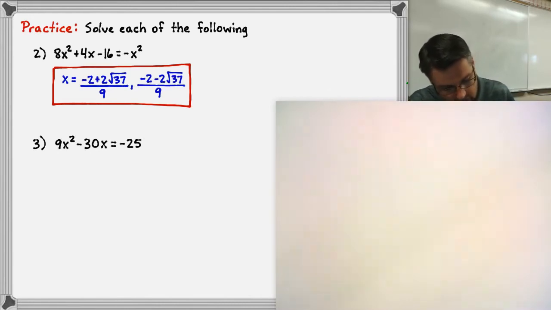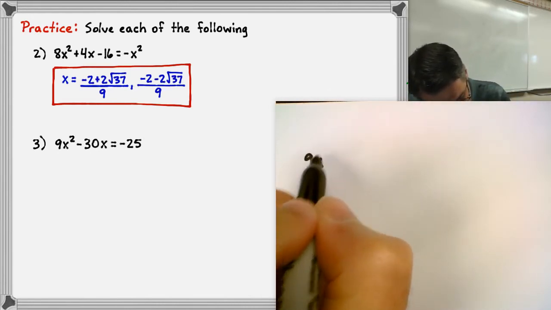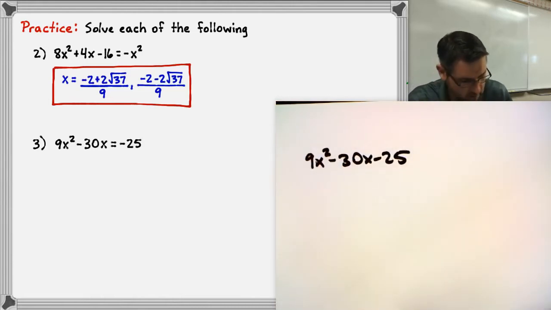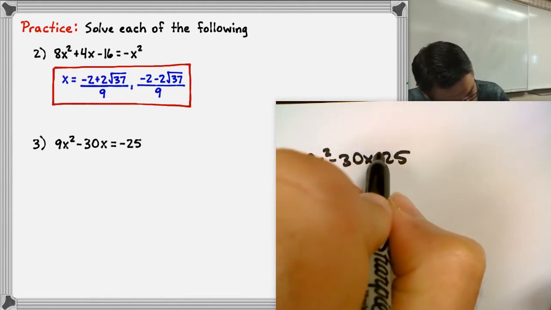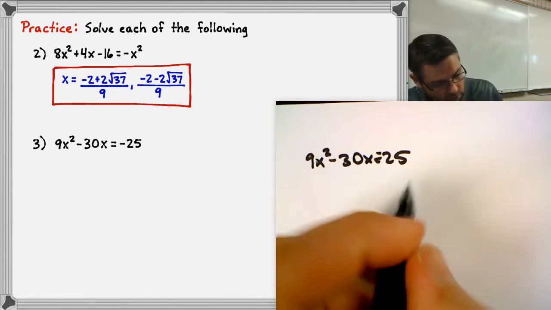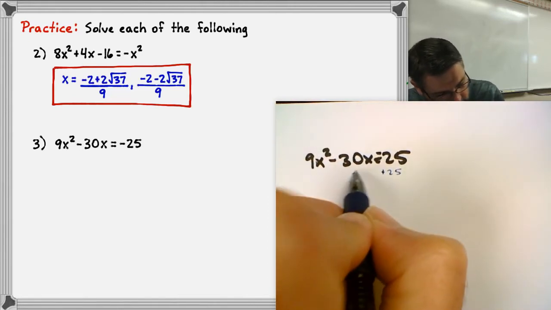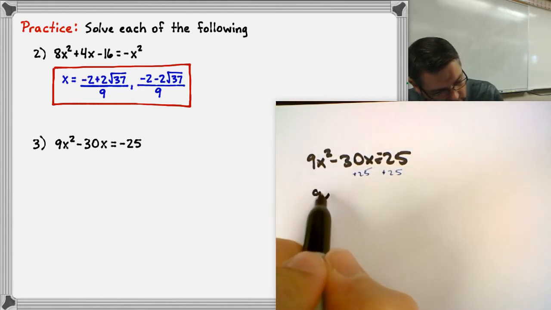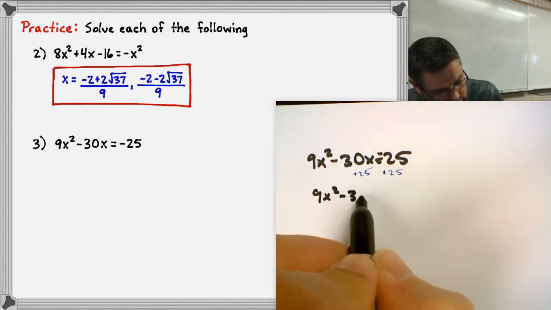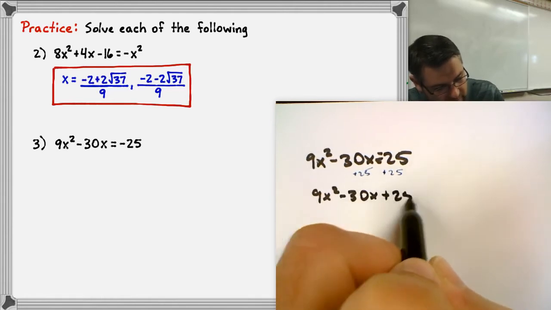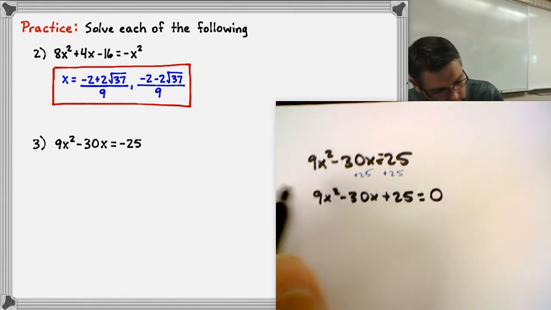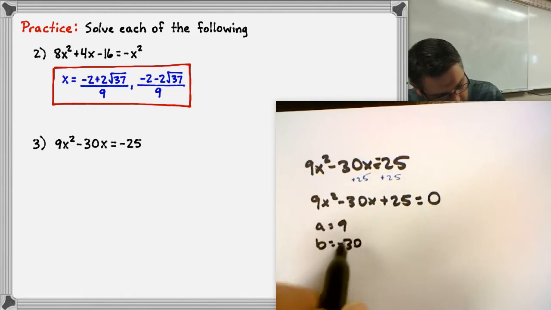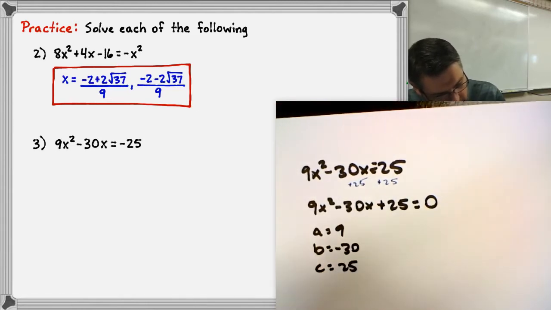So for number 3, we have 9x squared minus 30x minus 25 equals negative 25. Sorry, I said that wrong. We are going to add 25 to both sides. Notice that negative 30x and the 25 are not like terms. I'm just putting them under there to get it over there. So it'll be 9x squared minus 30x plus 25 equals 0. So A is 9, B is negative 30, C is 25.